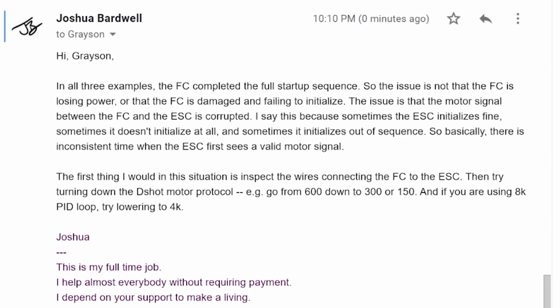First thing I would do in this situation is inspect the wires. Damaged wires could cause this problem. It's possible that it's external interference of some kind, but not very likely. And then I would try, if you're using 8K PID loop, lower it to 4K. And if you're using DShot 600, lower it to 300 or 150. Now that may fix the issue, but what's your flight controller? It doesn't say what his flight controller is. Modern flight controllers should be able to handle DShot 600, but maybe DShot 300 and 4K is needed if this is like an F3 or something and it's having high CPU utilization.